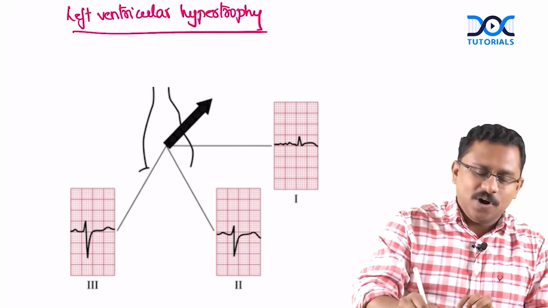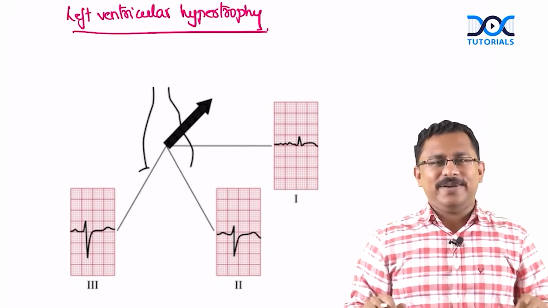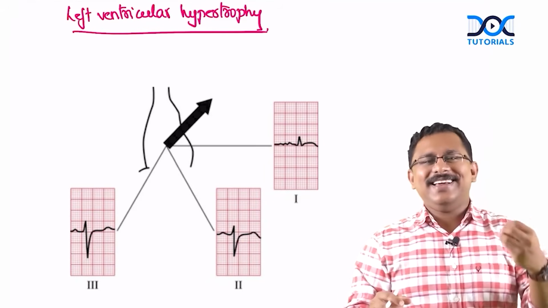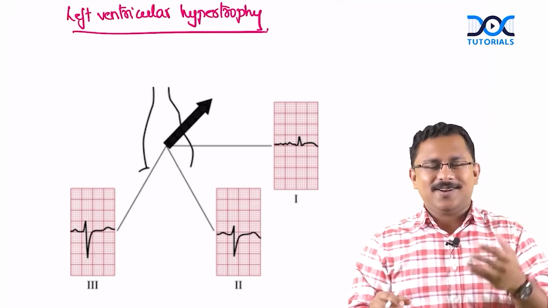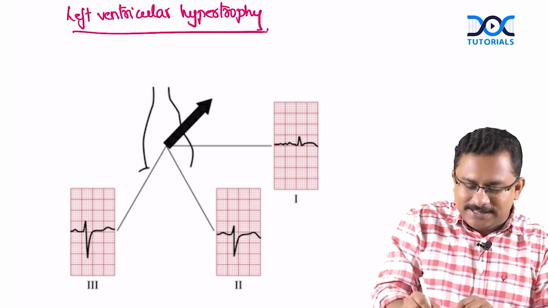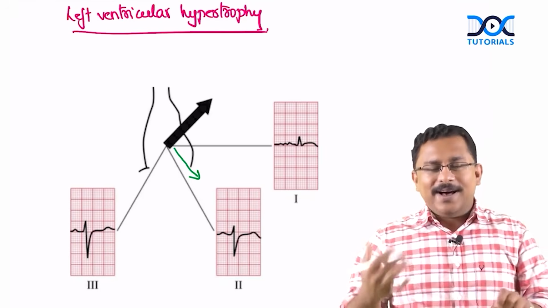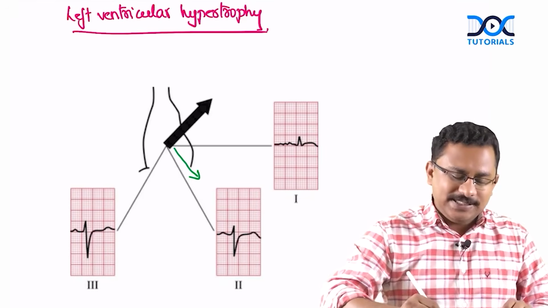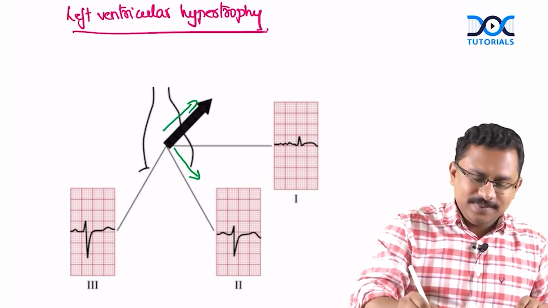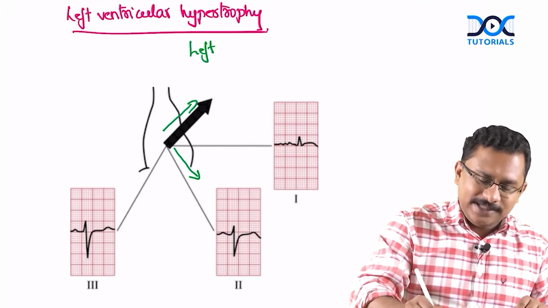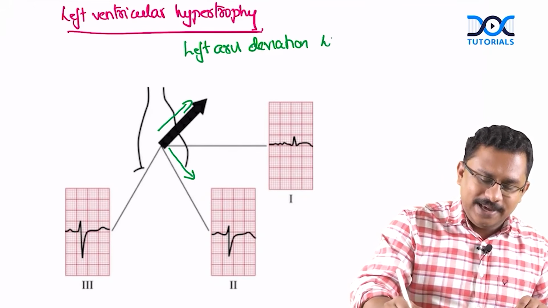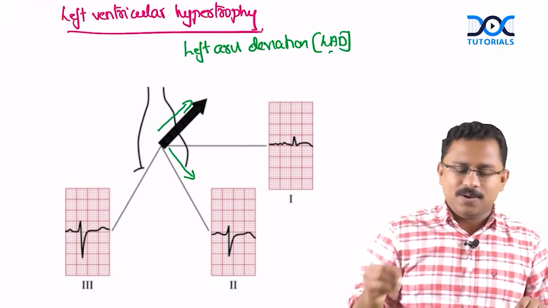So when the patient has left ventricular hypertrophy, again there would be a change in the net depolarization vector or the mean electrical axis. Previously the axis was in this direction, correct? But now the axis will again shift leftwards, and you will have a left axis deviation, LAD, left axis deviation. Okay.